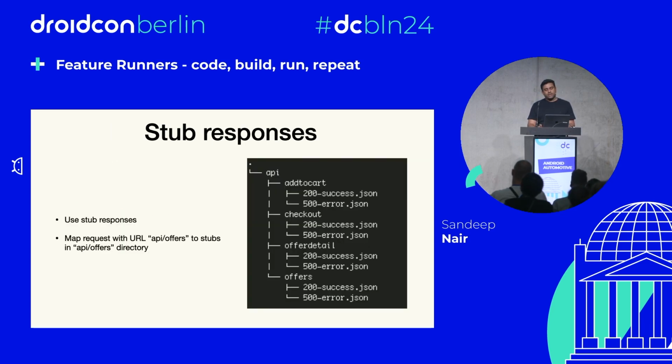Just a tip on how you can do that quickly. If you have an API path that says something like API offers, you could create a directory structure similar to that, and then you just have a very simple mapper which reads JSON files from that path when the interceptor encounters an API with the same path. Again, this is not the only way to do it, it's just a way to do it.